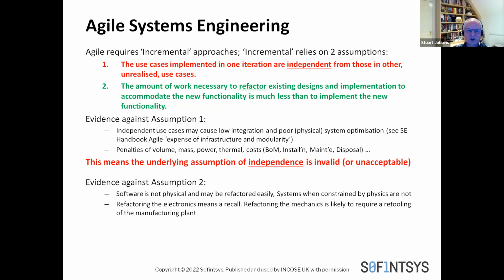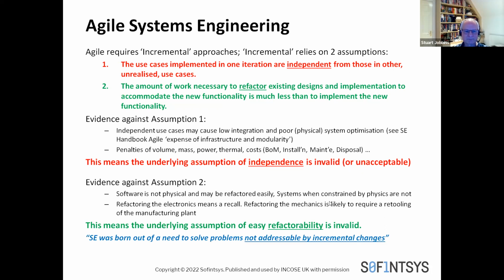The evidence against assumption 2 is that software is not physical and can be refactored easily. Systems, when constrained by physics, aren't. As we said before, refactoring electronics means a recall, refactoring mechanics requires tooling. These are big investments. So the underlying assumption of easy refactorability is largely invalid for the systems that I certainly deal with, complex physical real-world products.